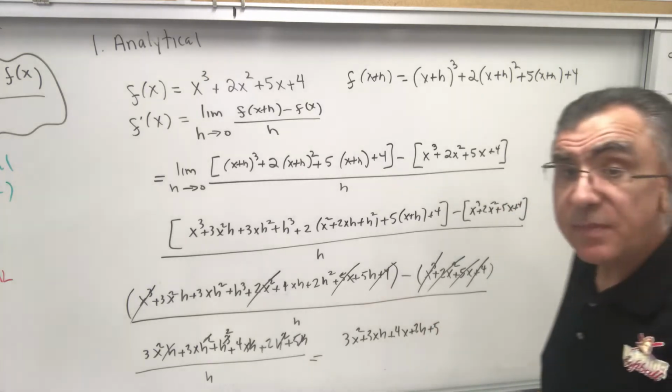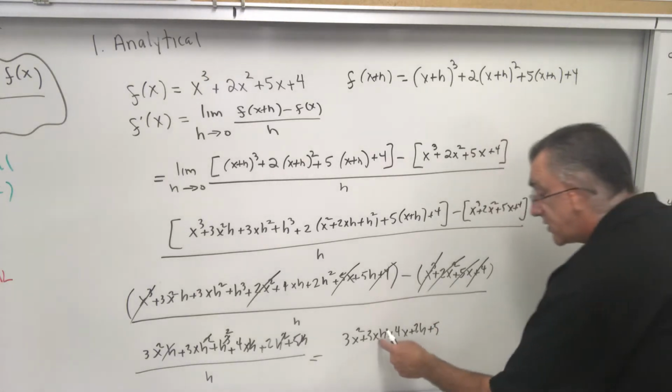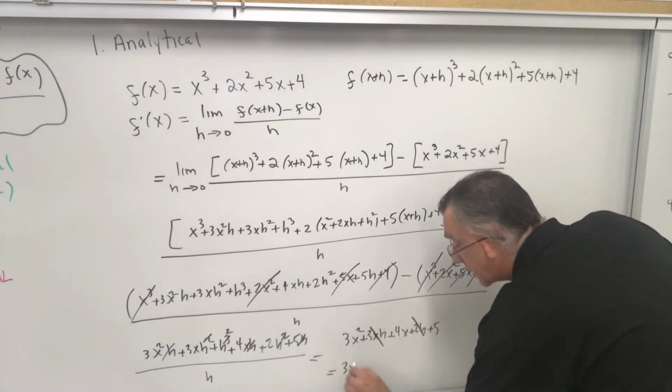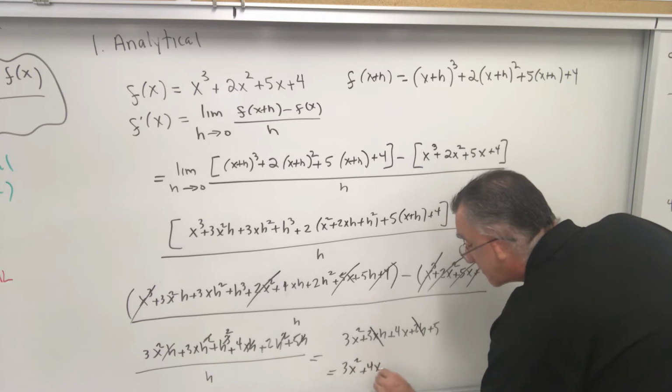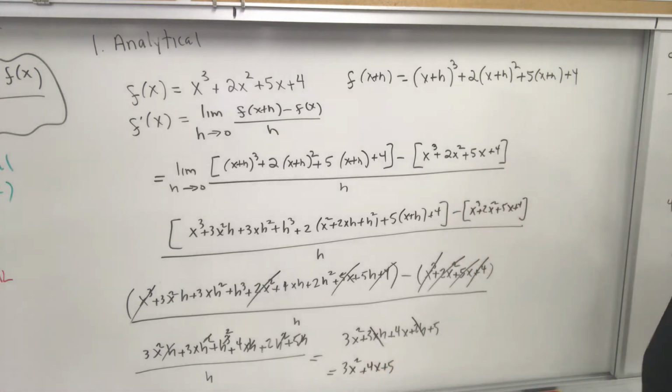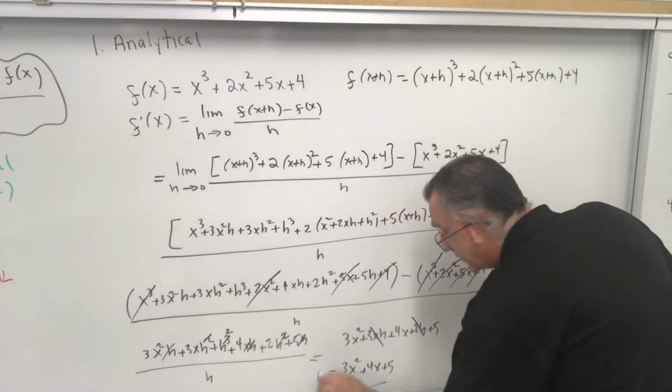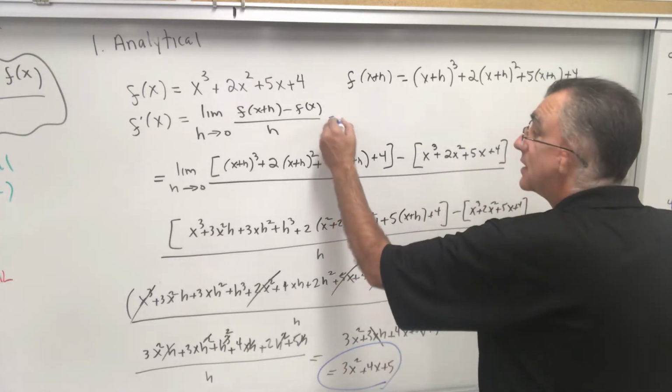Now this is the one step that students tend to forget. The h is going to 0, so you can get rid of these terms too. 3x squared plus 4x plus 5. Finally, we have the answer to the question. This is the derivative.